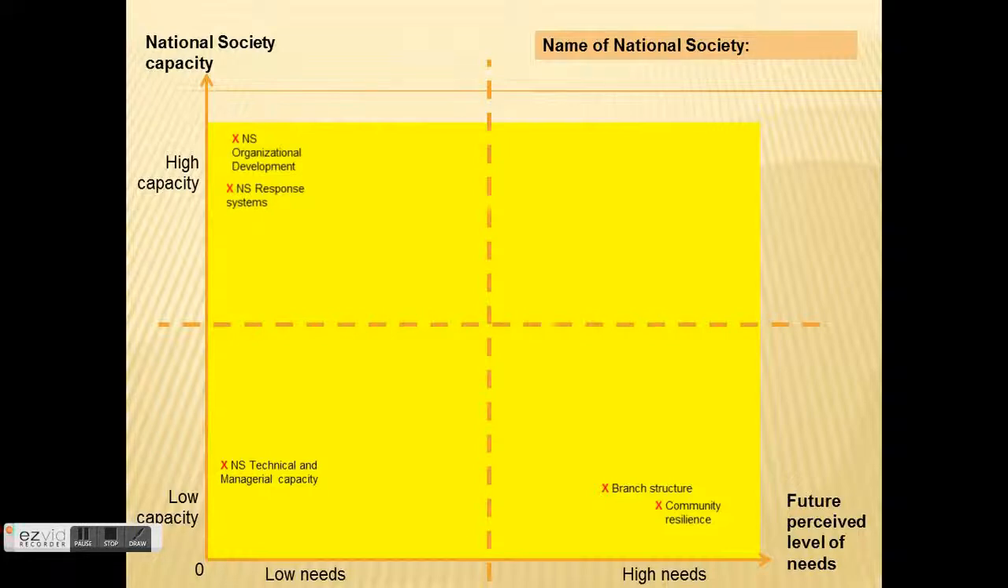So this is what we're going to ask you to work on, develop one of these charts per national society, and complete them, just placing these 5 boxes within the chart, and visually represent our future engagement with the national society.